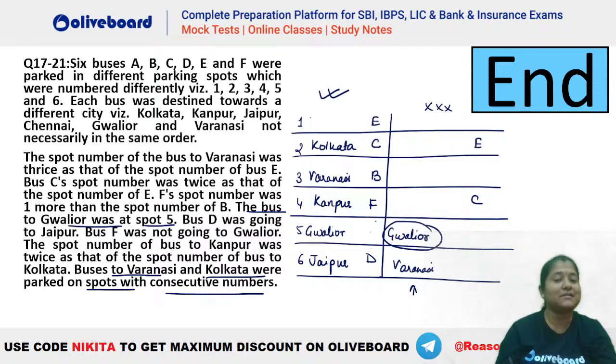Now the only bus that is remaining is your bus number A, right? This will be your A here. Okay. So this is the arrangement that you will be getting. So now what is the only place that is remaining here? You can see the only place remaining is your Chennai. So Chennai will be spot number 1.